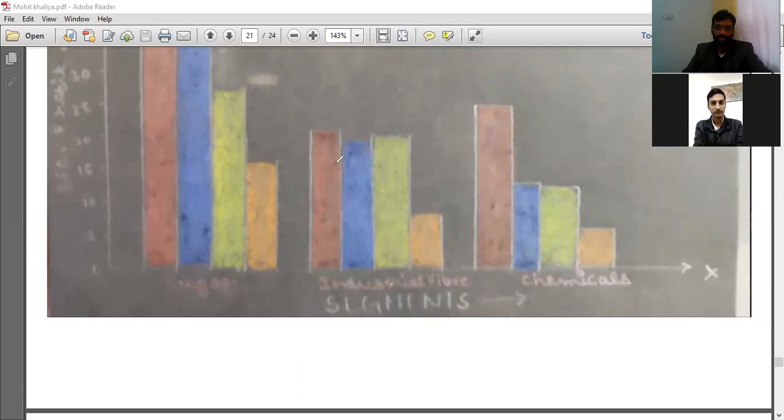What I can see is the revenue from operation of this industrial fiber is low and the revenue from operation of this chemical department is high. So how can you say that chemical department is not performing well? Because it was earning low return on investment and profit.